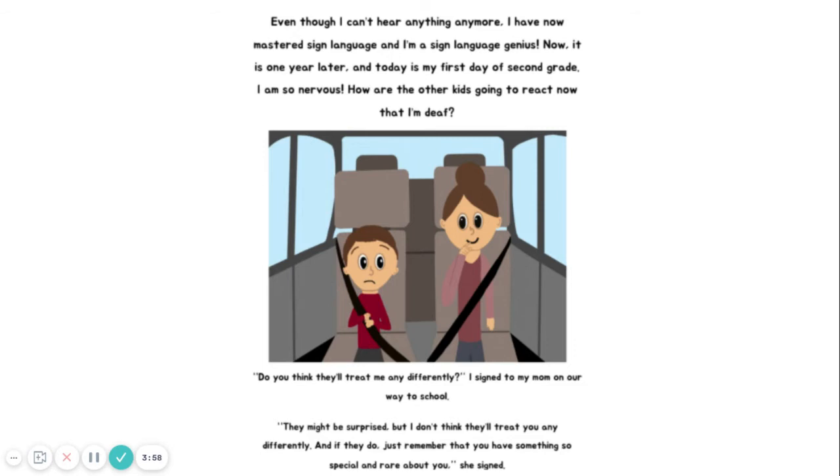Now it is 1 year later, and today is my first day of second grade. I'm so nervous. How are the other kids going to react now that I'm deaf? "Do you think they'll treat me any differently?" I signed to my mom on our way to school. "They might be surprised, but I don't think they'll treat you any differently. And if they do, just remember that you have something so special and rare about you," she signed. So here you can see that Daniel and his mom are signing to each other to communicate.